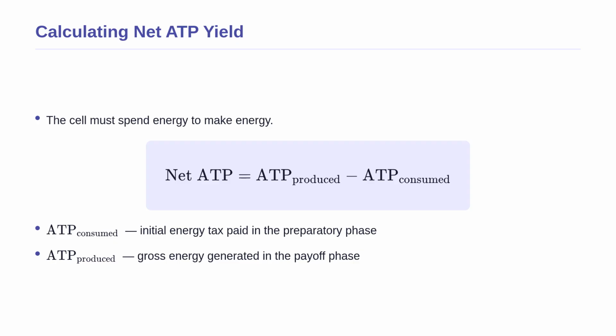The consumed ATP is the initial energy tax the cell pays during the preparatory phase to make the glucose unstable enough to split. The produced ATP is the gross amount generated during the payoff phase, when the molecules break down. If the consumed energy were higher than the produced energy, the cell would quickly die from energy bankruptcy. Let us see how this balances out.